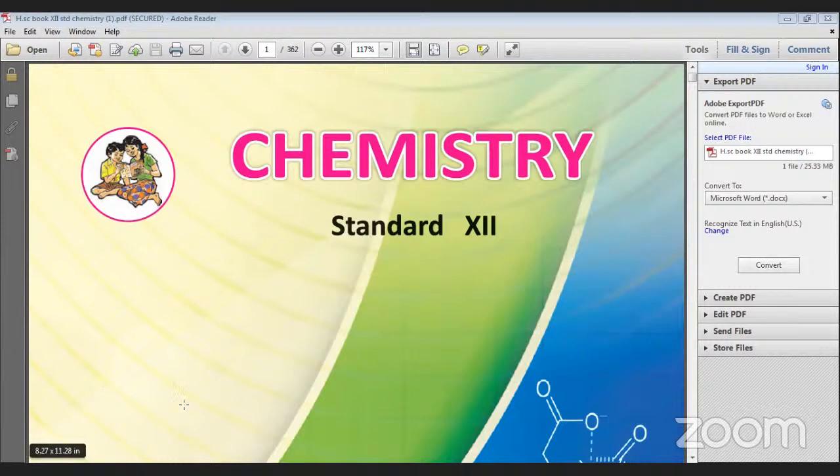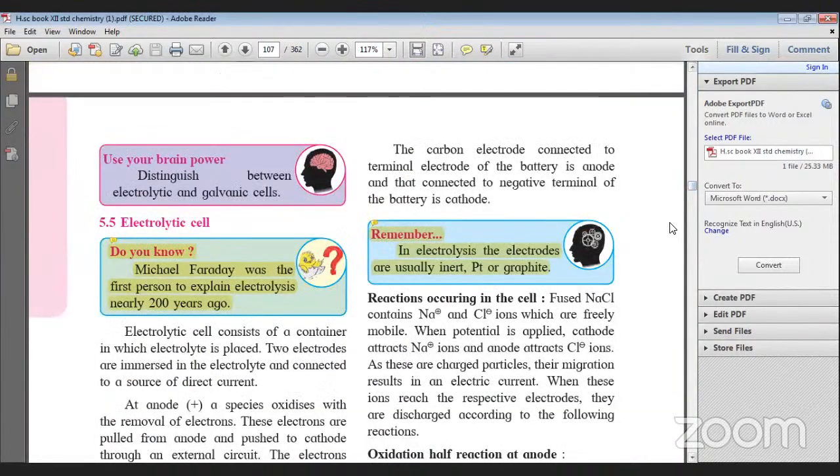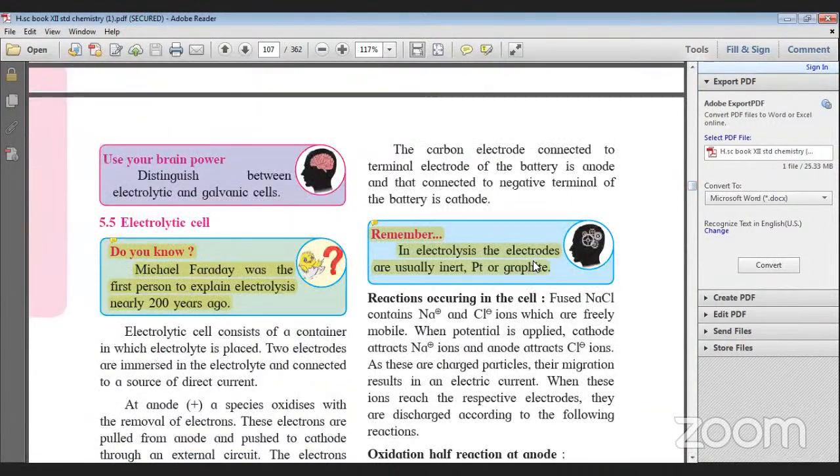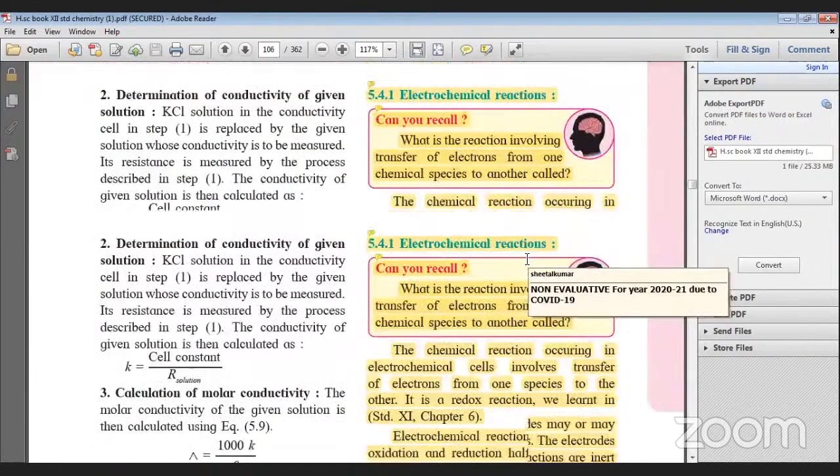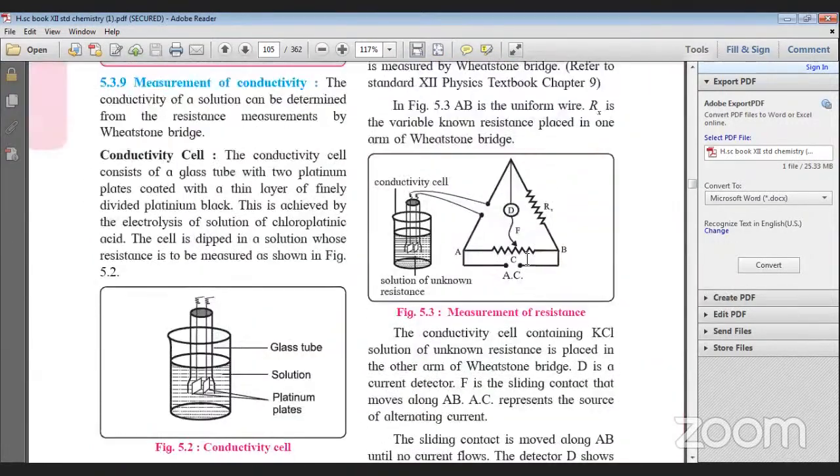Now we have started with the electrochemistry chapter. So, today we are going to see measurement of conductivity. In that we have seen the conductivity cell. So, what is a conductivity cell?